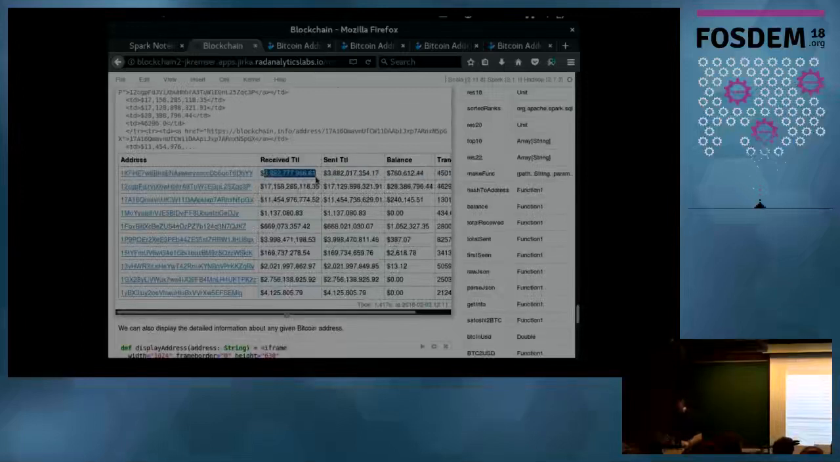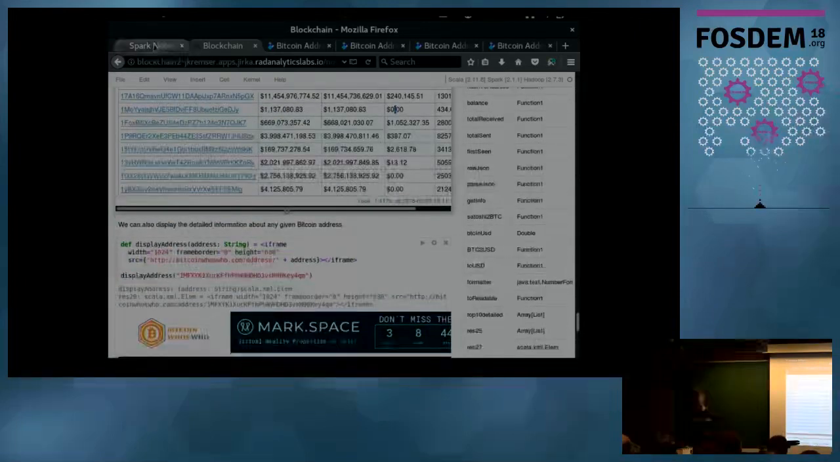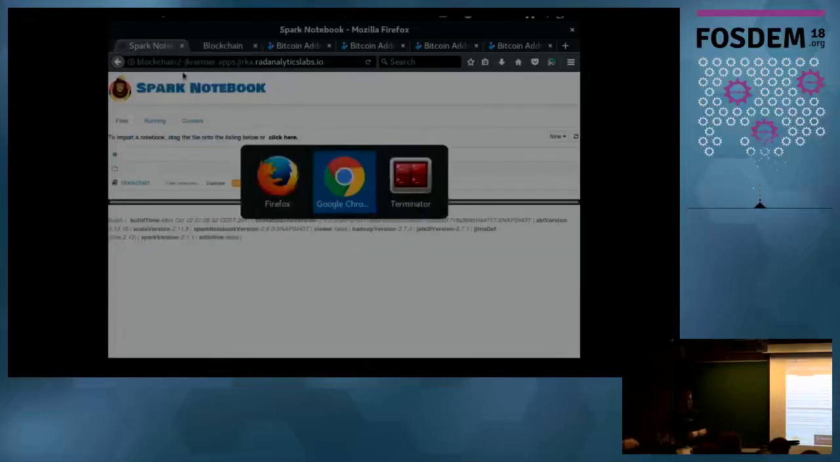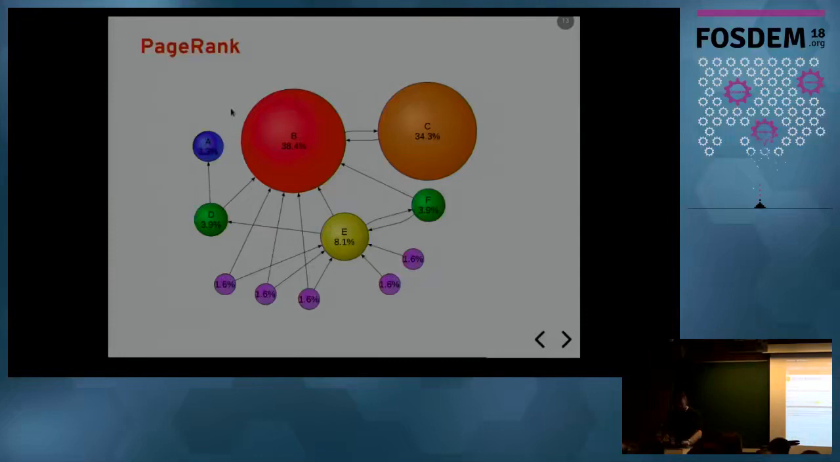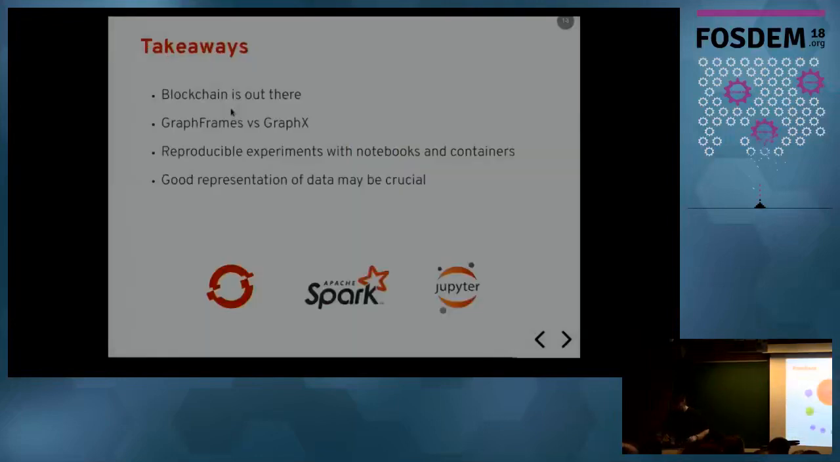And as you may see, this is the total number received or total number sent by these addresses, and this is the resulting or current balance. For instance, this address received a huge amount of money, but the balance is 0, and it makes sense if it sends everything it received. So yeah, these are the notebooks. They are in the GitHub repository. Let me switch back to the presentation.